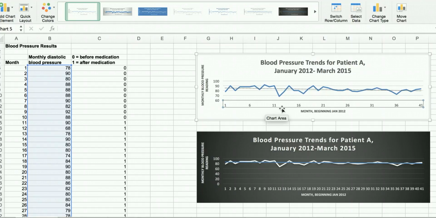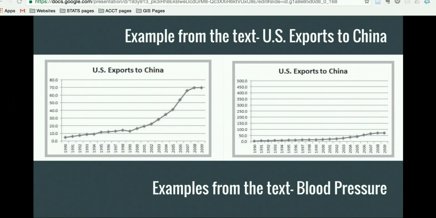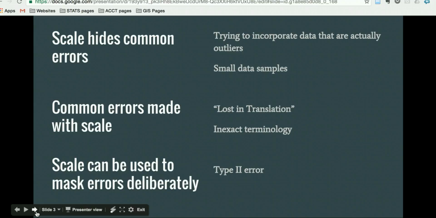I wanted to talk though, about someone who, or how a person might inadvertently do this with their data in a way that is misleading. Scale and the misapplication of scale can hide common errors. So a manipulated scale can obscure outliers or unwanted trends, and that fits the case that I just presented to you with the blood pressure data.